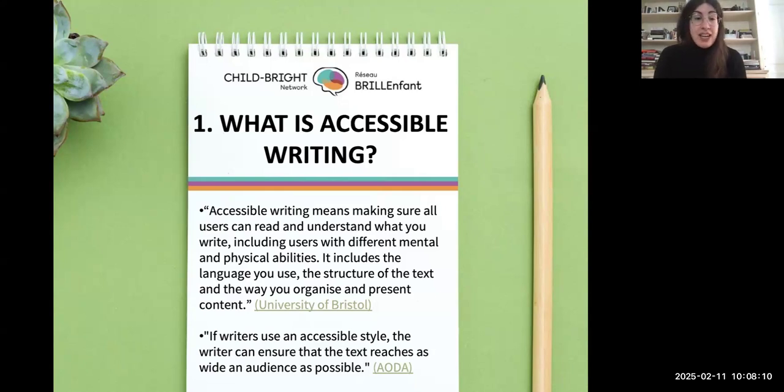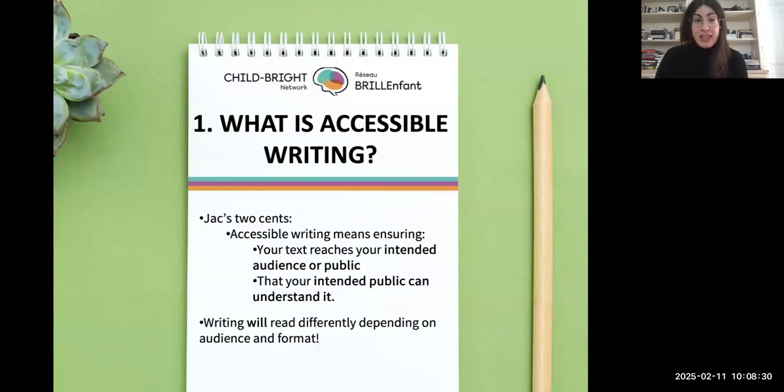The second definition comes from the AODA website, Accessibility for Ontarians with Disabilities Act, and it adds, I think, nicely to this first definition. If writers use an accessible style, the writer can ensure that the text reaches as wide an audience as possible. My perspective on this is that accessible writing means ensuring A, your text reaches your intended audience or public, and B, that your intended public can understand it.